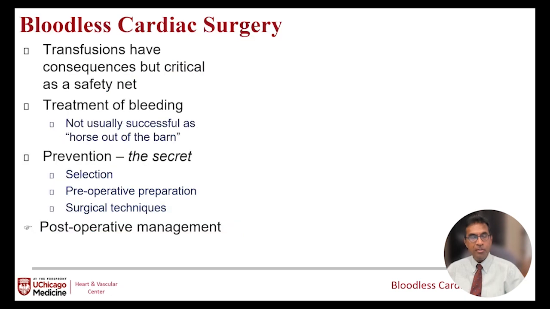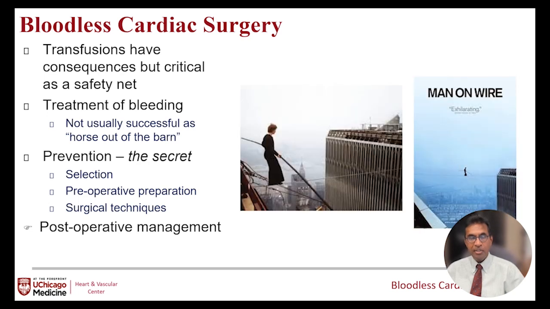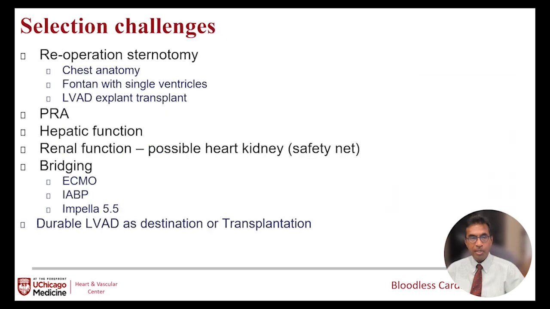How is it done? Well, transfusions have consequences, but are critical as a safety net. And if you have to operate on people without that safety net, it feels like Philippe Petit walking across the World Trade Center, which he did in the 80s. So in terms of treatment of bleeding, it's actually not successful, as the horse is out of the barn. The real secret is prevention. And you prevent bleeding by having good patient selection, preoperative preparation, and surgical techniques. And of course, you have to have good postoperative management.